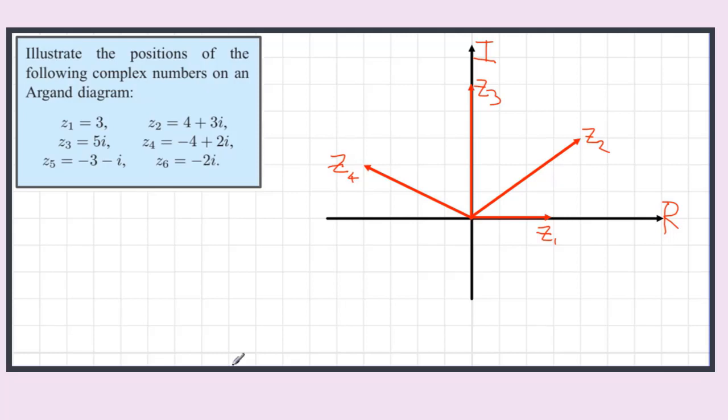z5, minus 3 minus i, so both parts are negative, it needs to be in that third quadrant. Minus 3, 1, 2, 3 that way, and 1 down there. z5.